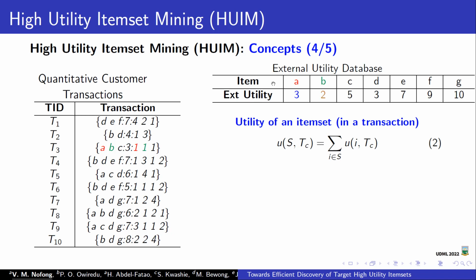Given the utility of an item, we can compute the utility of the itemset in a transaction, expressed in equation 2. It is just the sum of the utilities of all items that are in the transaction.